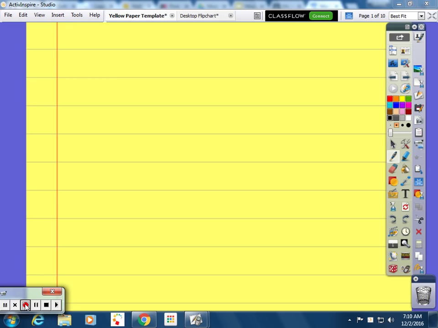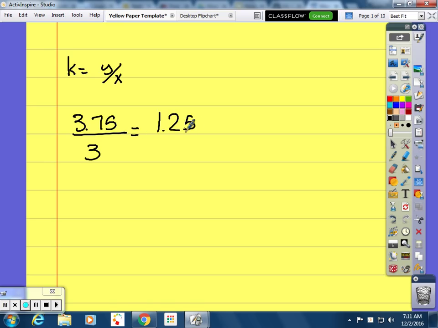What I'm looking for is a unit rate. So to be able to do this unit rate, I would put that my constant is equal to y over x. So I'm looking for 3.75 divided by 3. And if they're all the same, this is the only one that I really have to do. And this turns out to be 1.25.